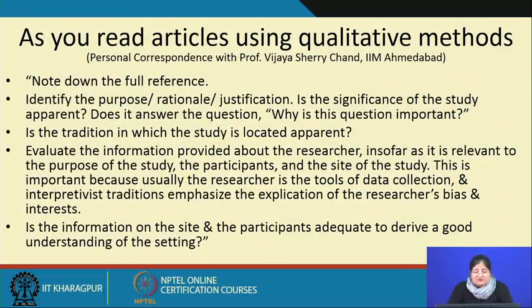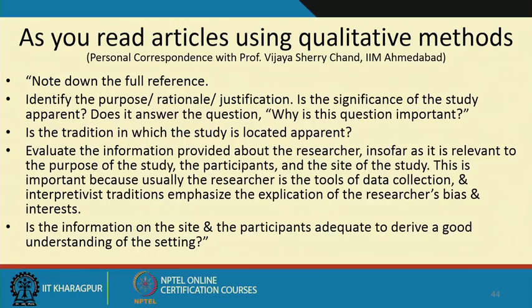Is the information on the site and participants adequate to derive a good understanding of the setting? Is the information about where you have collected the data from, and the participants, adequate to derive a good understanding of the setting? Are you able to understand what is going on based on what you have interpreted from the setting or not? So we are talking about you reading an article that uses qualitative research.